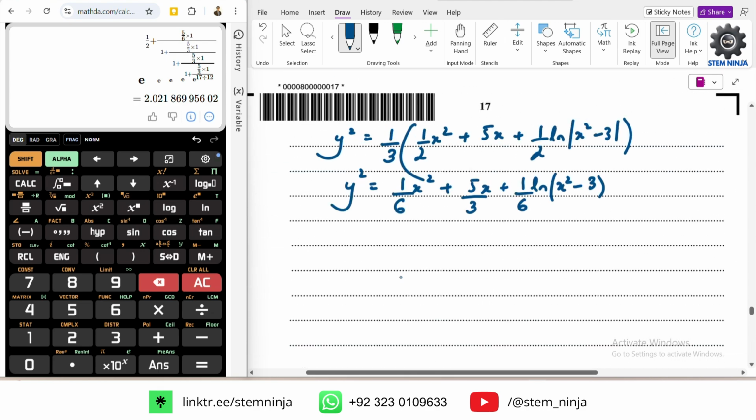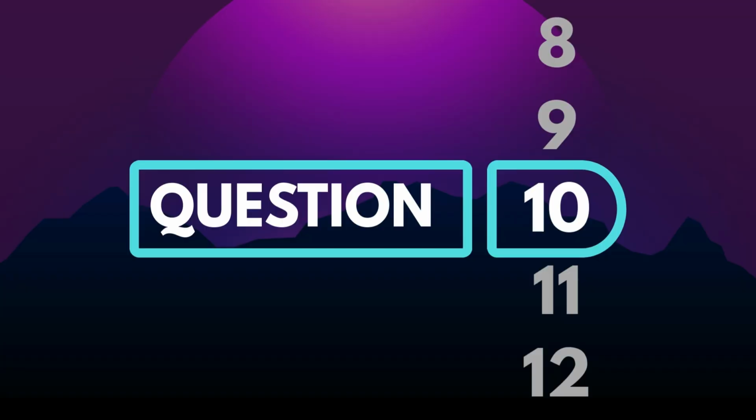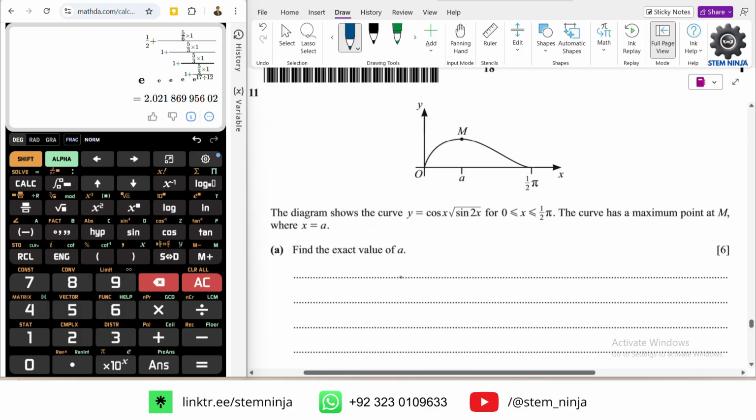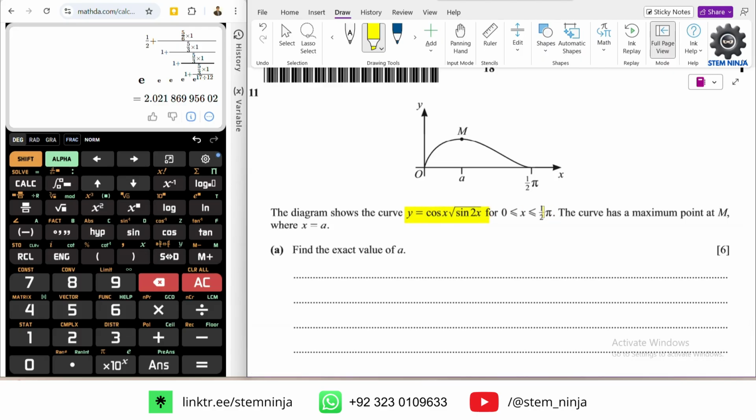Alright, so let's move on to the next question. Question number 11. The diagram shows the curve y equals cosine of x times the square root of sine 2x for 0 less than or equal to x less than or equal to pi by 2. The curve has a maximum point at M where x is equal to a. Find the exact value of a.